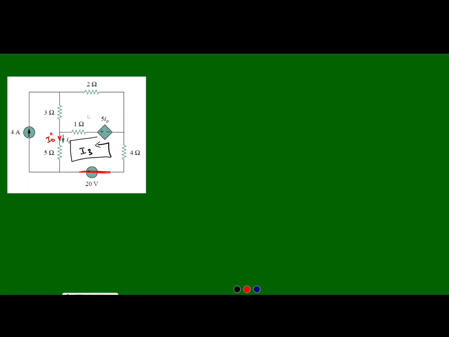This is I3 and this is I4 and this is I5. Next we need to mark the loops. Say this is loop 3, loop 4, loop 5. This is the continuation of the numbers from the previous circuit.